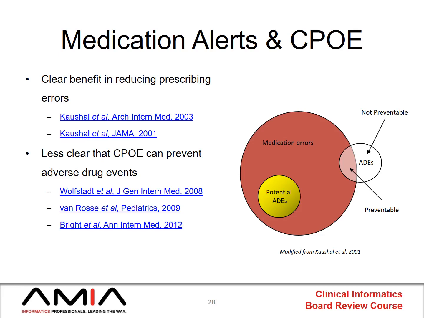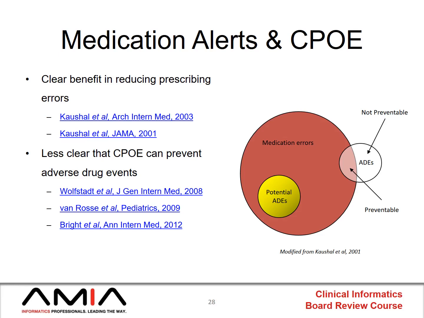So think about adverse drug events that can reach a patient. Many of them are not preventable. Things like idiosyncratic reactions to medications, like Stevens-Johnson syndrome after getting Bactrim. And the subset that are preventable fall into this area that does overlap with medication errors.